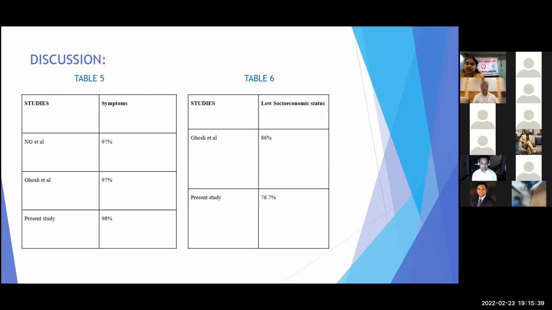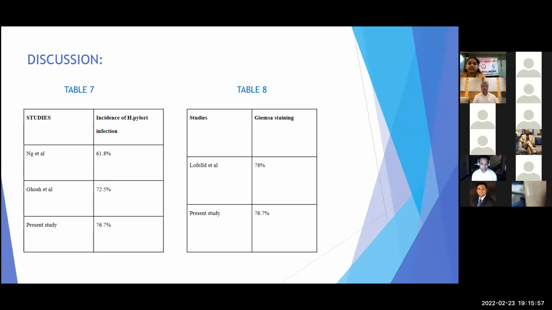Table 6 shows that Ghosh et al. conducted studies on 404 patients, which showed that patients with low socioeconomic status had developed Helicobacter pylori infection. In the present study, since our setup is in the rural region, 76.7% of the patients had developed Helicobacter pylori infection. In table 7, the incidence of Helicobacter pylori infection in the present study was 76.7%, which is within the normal limit compared to other studies.